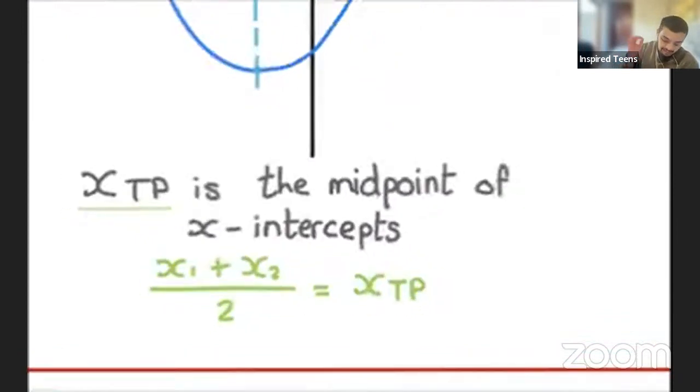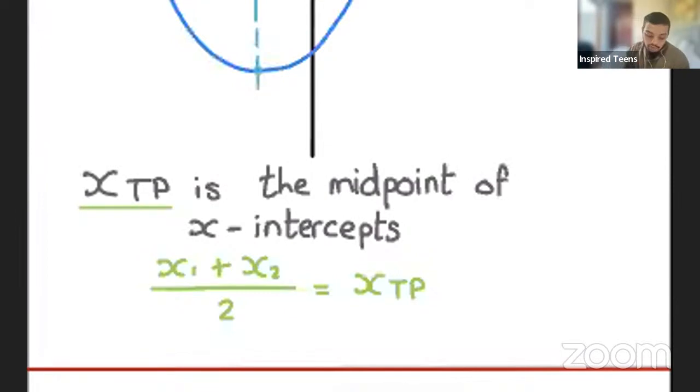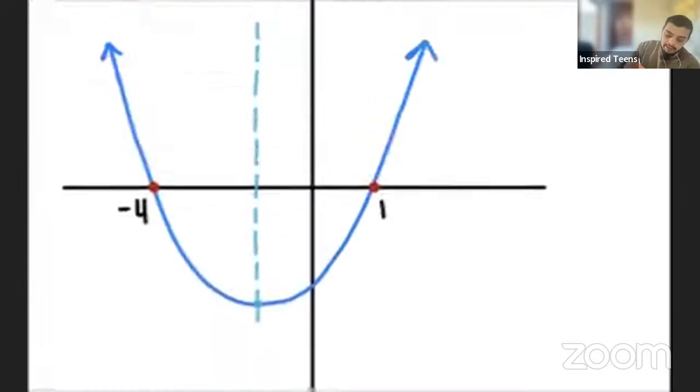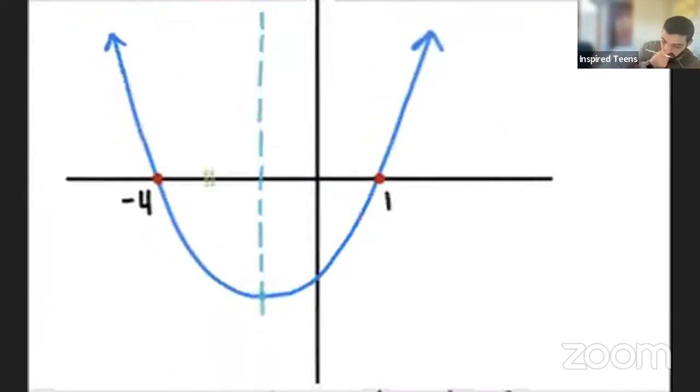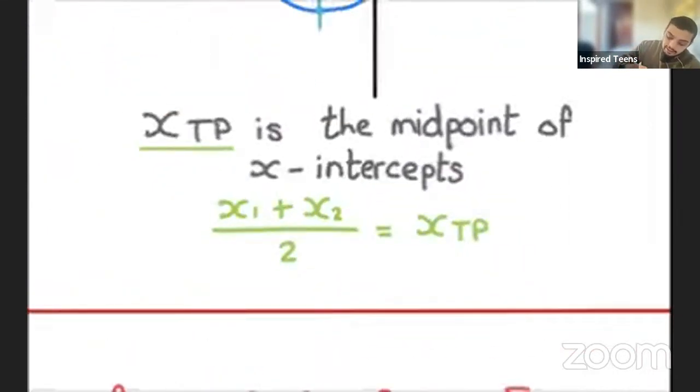The second thing, very important, is that we're learning two things about our x turning point. It is the axis of symmetry, and it is also the midpoint of the x-intercepts. So basically, from x-intercept to turning point, and then from turning point again to x-intercept, are equal in length. That means that this point here, the x turning point, is the midpoint of the intercepts. So we can calculate the x turning point in this way as well.